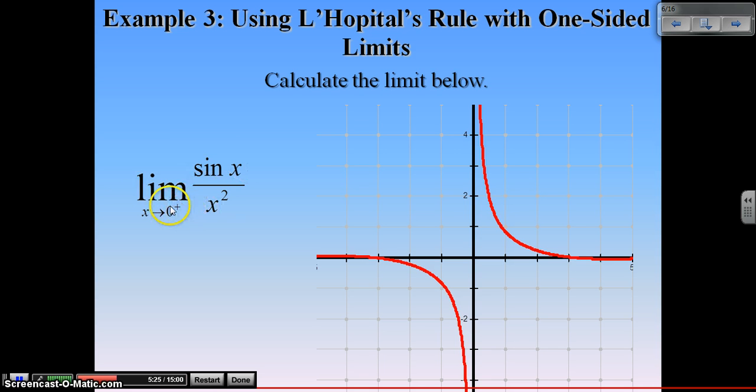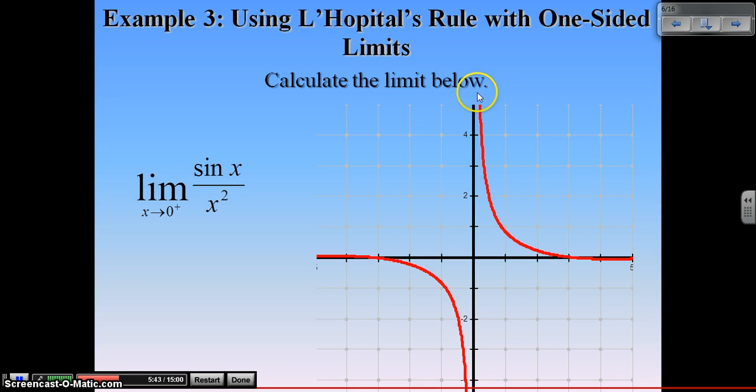Anyway, one-sided limit. Remember, one-sided limits are the ones that have the little plus or minus. In this case, we're taking the limit as x approaches 0 from the right. Now, I've got the graph here. This is the graph of sine x over x squared. And as I approach 0 from the right, you see it does climb up, up, up, up, up.